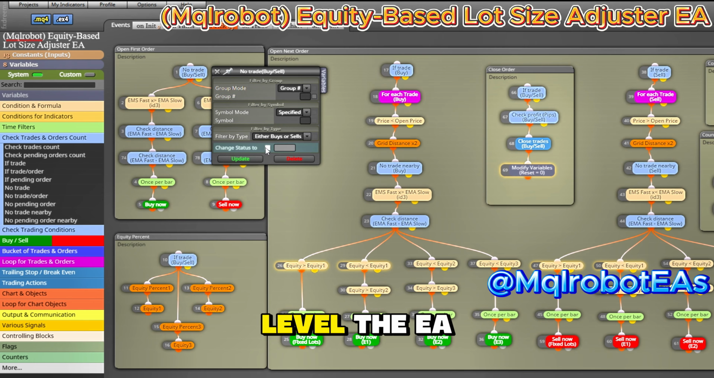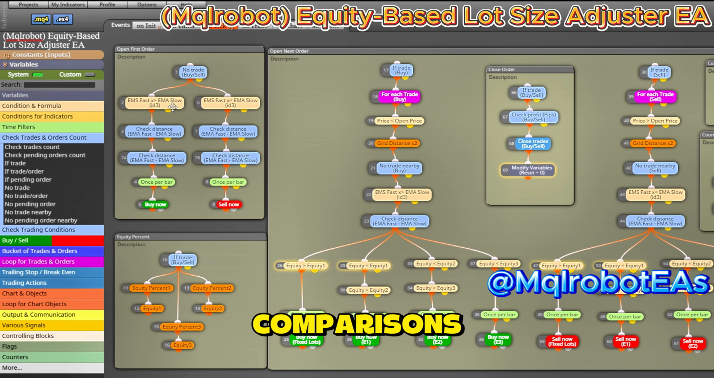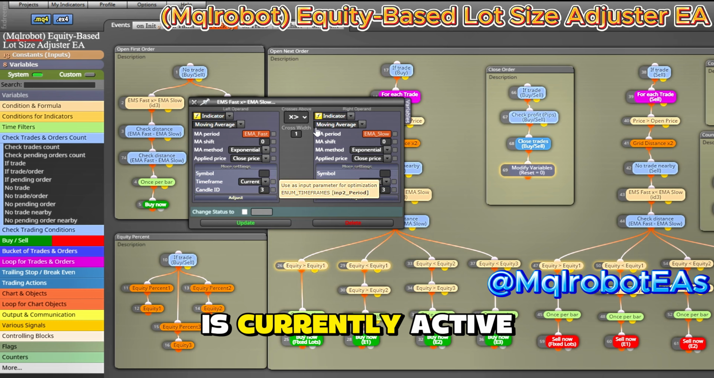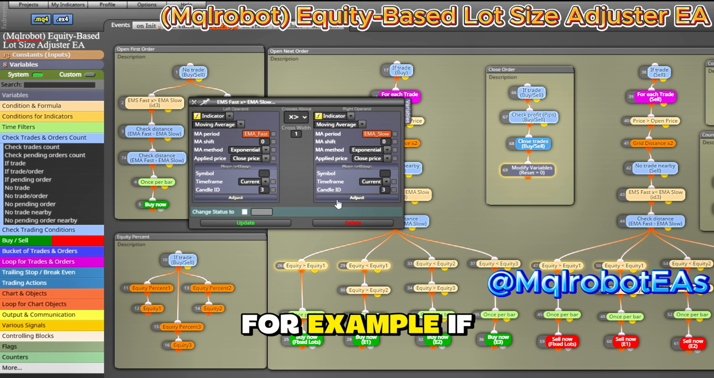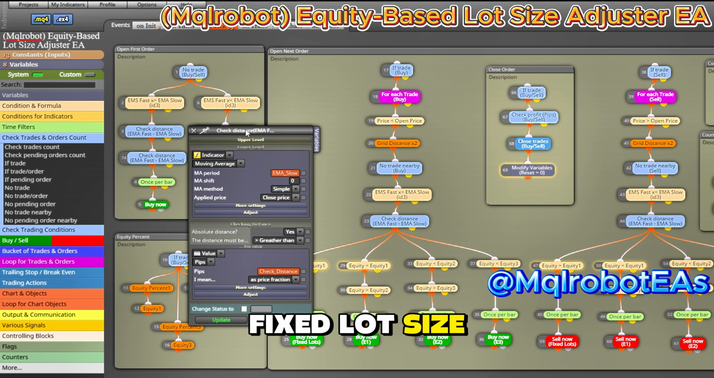At the entry level, the EA evaluates market conditions using moving average comparisons. When a valid buy or sell setup occurs, the EA checks which equity range is currently active. For example, if equity meets the first threshold, the EA will execute a trade using the base fixed lot size.